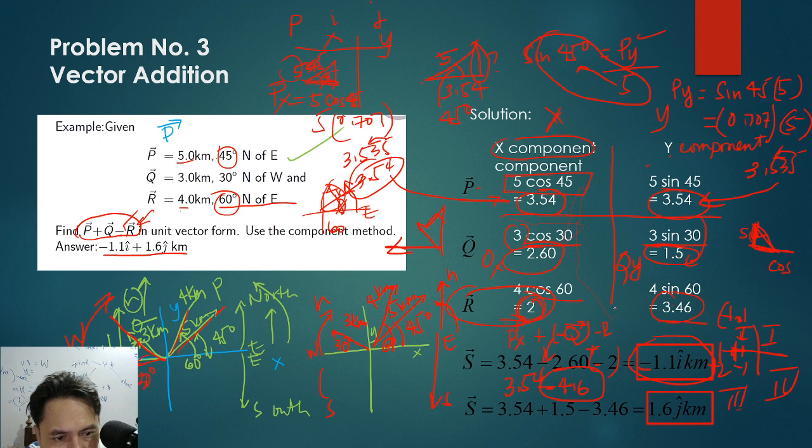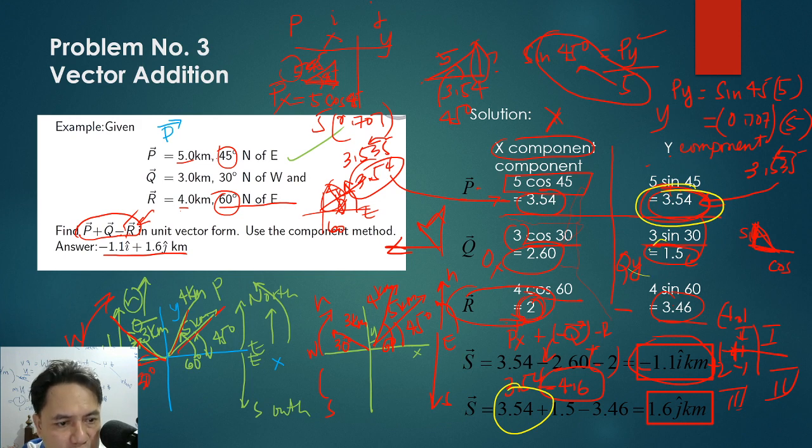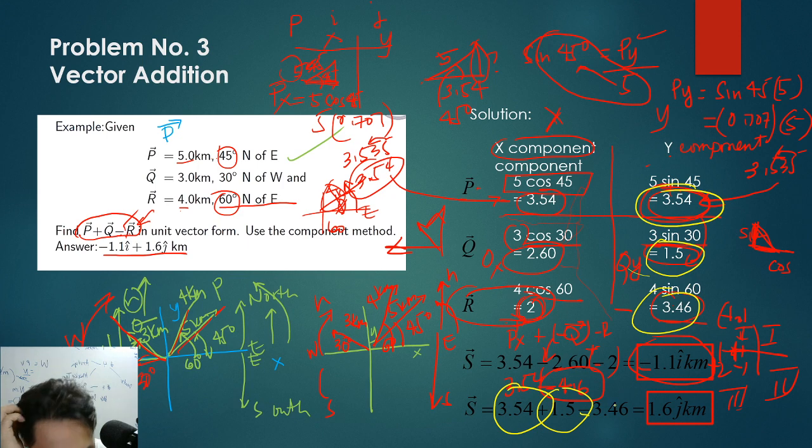3.46, but we have to use negative because that is the equation given to us. Here we plug in the 3.54. Let me change the color. So 3.54, we have this, right? We add the 1.5 for the Q, then minus R, this is the minus, then R, 3.46.